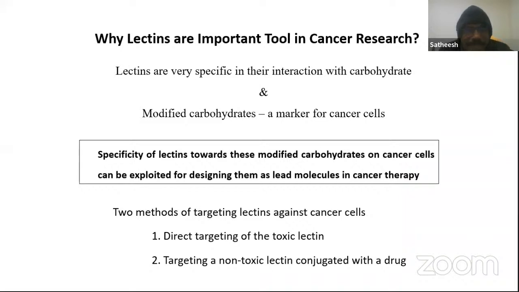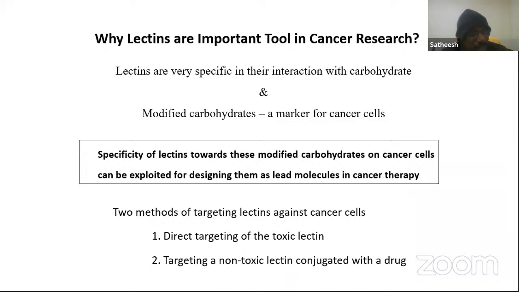So why are these lectins an important tool in cancer research? They are very specific in their interaction with carbohydrates, and one of the significant characteristic features of cancer cells is modified carbohydrates. A very specific carbohydrate moiety is present on the cancer cells, and using those sugar moieties, you can detect the cancer cells and separate them from a normal cell. So the lectins have the ability to differentiate the normal cell from the cancer cell.